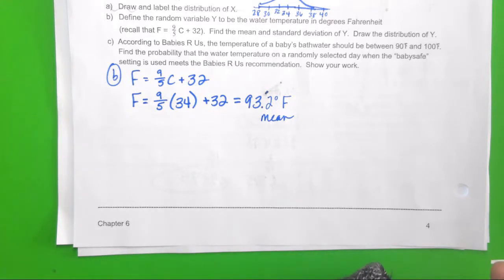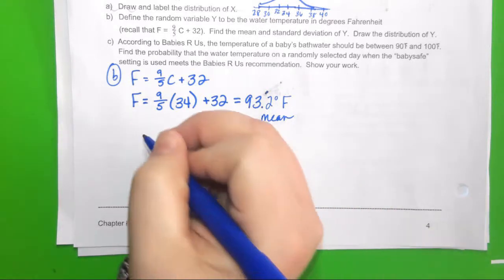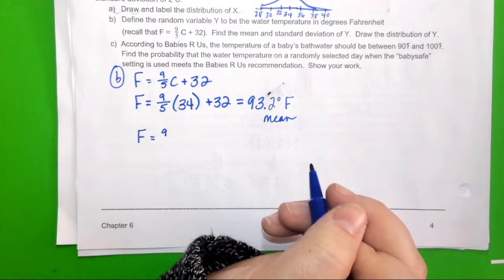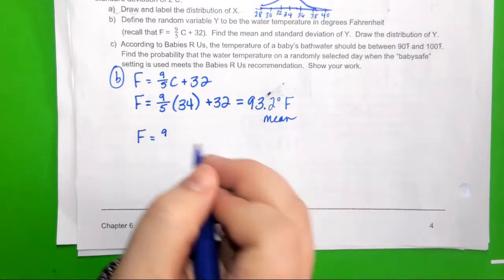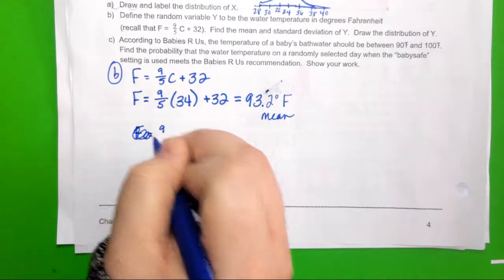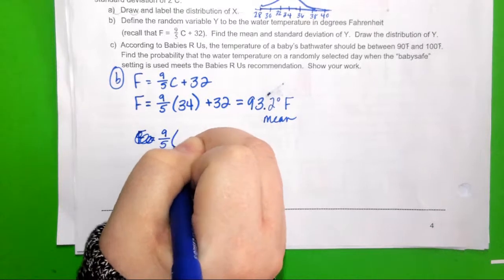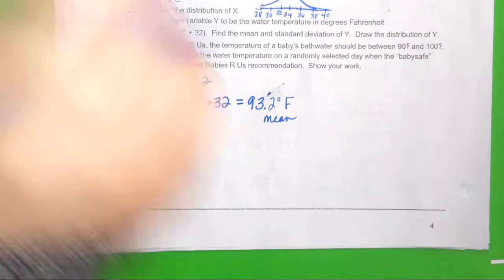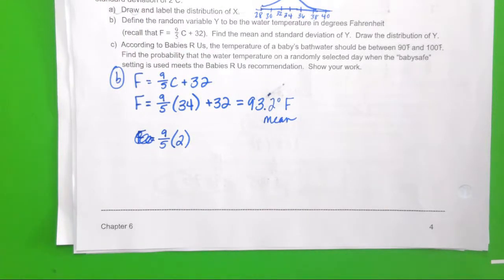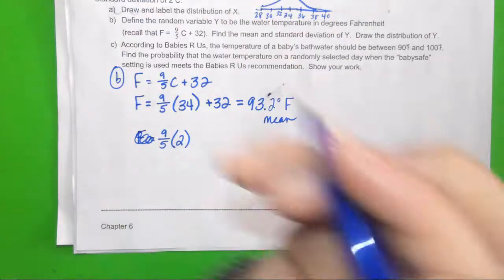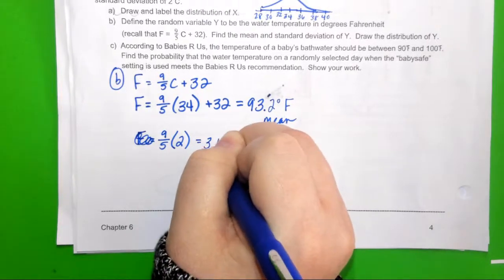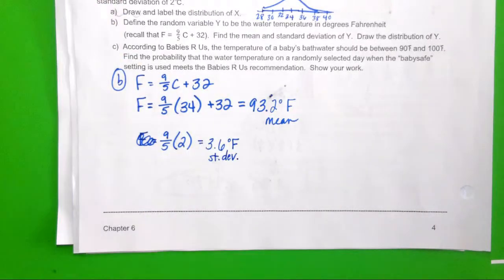Okay, so we found the new mean. Now we've got to find the new standard deviation. As for finding the new standard deviation, are we actually going to do 9/5? I know that I plug in the 2, but do I bother to add the 32? Why do I not? Because you don't. But why?